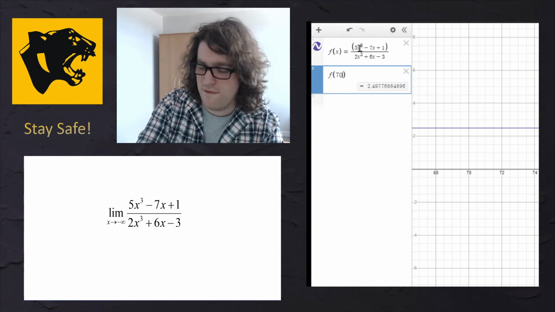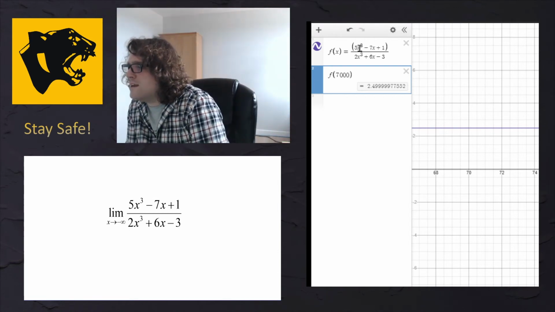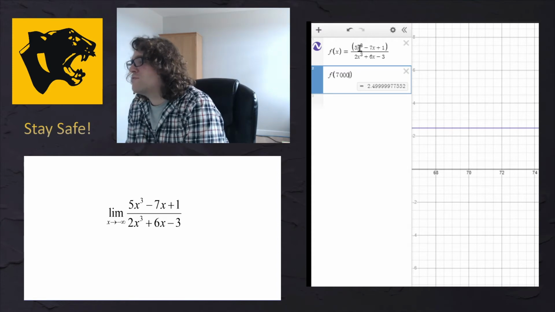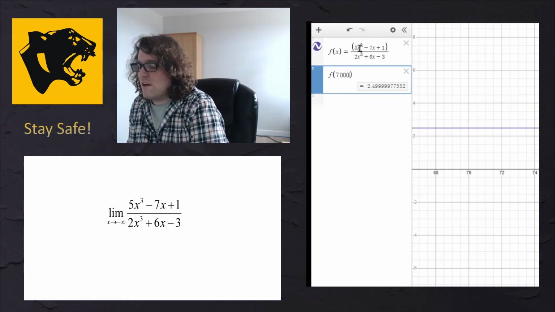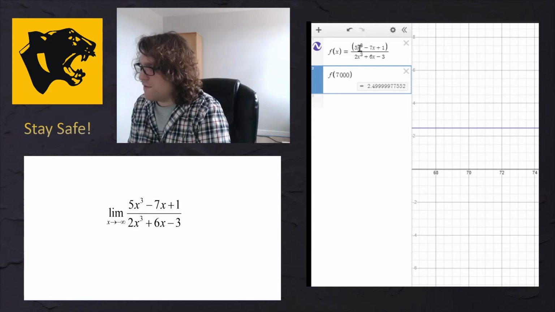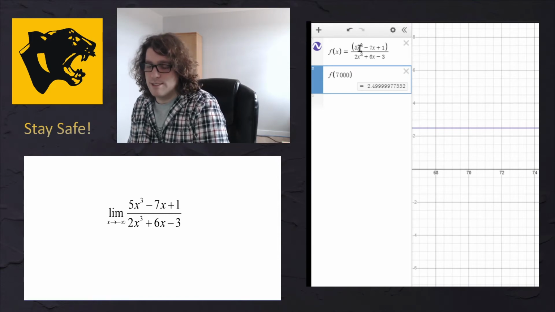But what if I said f of 7,000? Ooh, 2.4999977, or 78 if you round. That's really close to 2.5. I'm feeling like this definitely is closing in on that value of 2.5 as we go over to the right, and that's what we found algebraically too by evaluating the infinite limits.